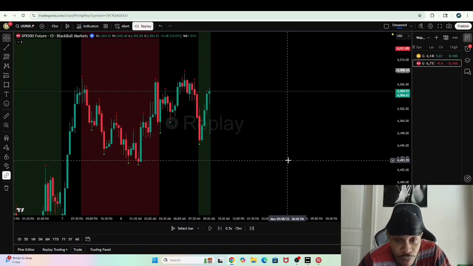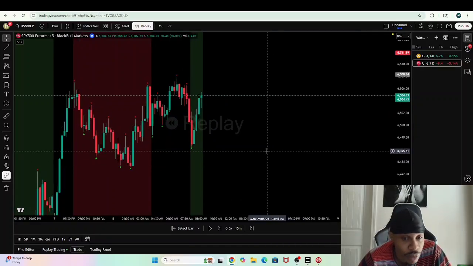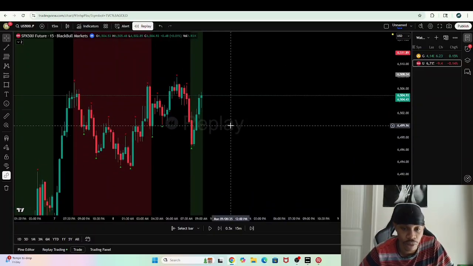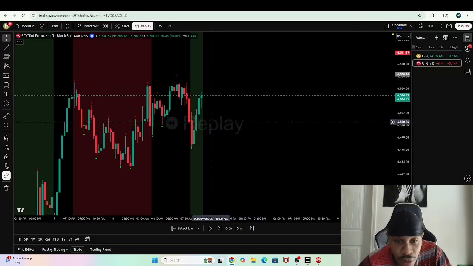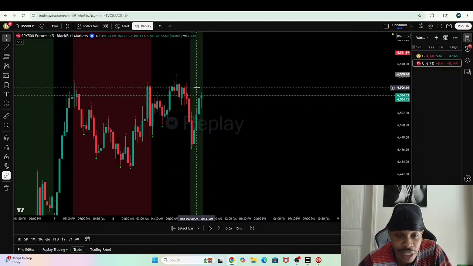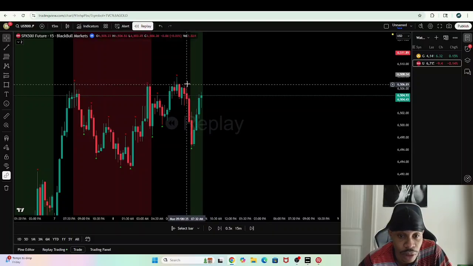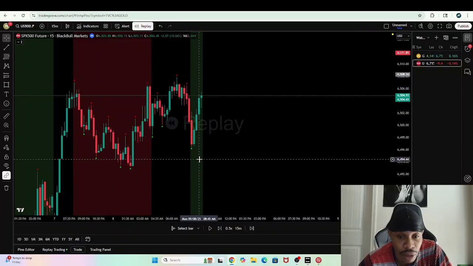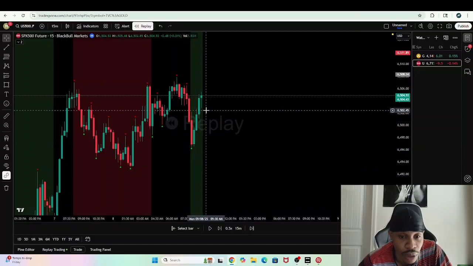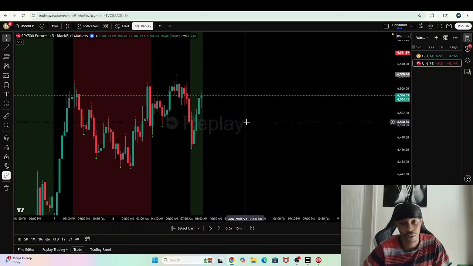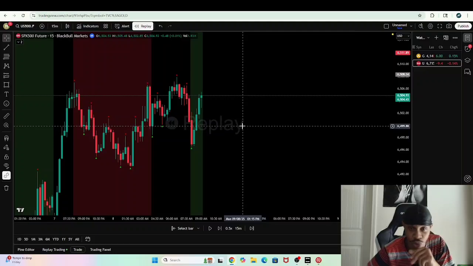Okay, so what I'm looking at. All right, I'm looking at previous highs, and I'm looking at recent highs and recent lows. This is a recent high right here. This is the recent low. Now you can go about this in two ways.